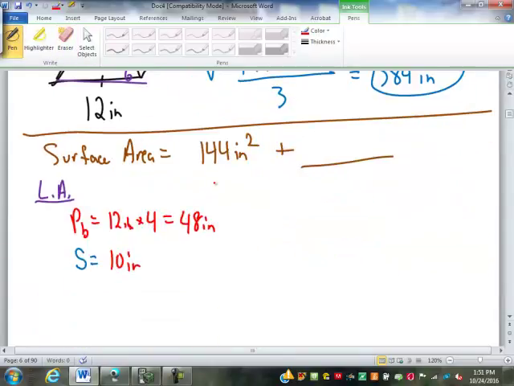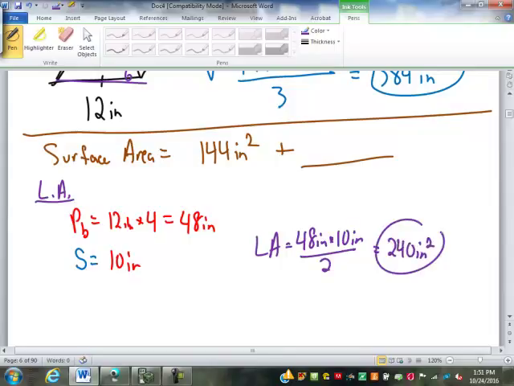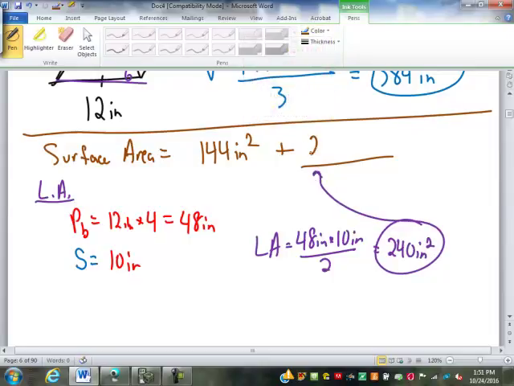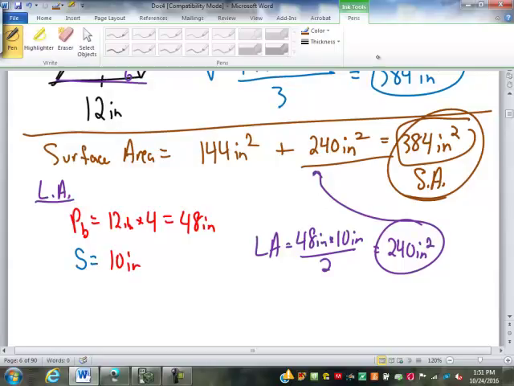So that means our lateral area, 48 inches times 10 inches, divided by 2, is going to give us 240 square inches. Which all adds up to 384 inches squared. That total is our surface area.